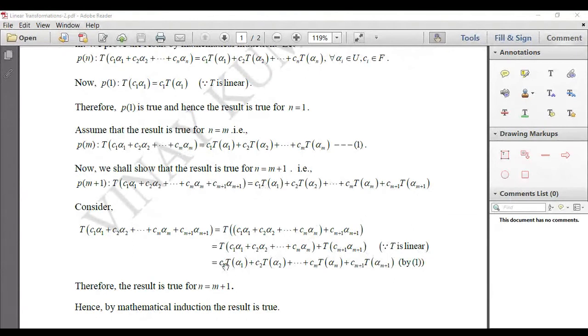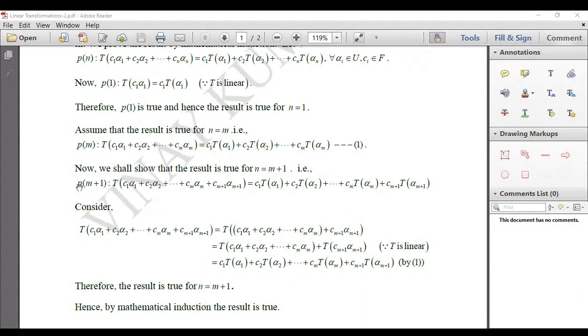Okay. Now see this. Your left-hand side is T of C1 alpha 1 to Cm plus 1 alpha m plus 1, and the right-hand side is C1 into T of alpha 1, etc. up to Cm plus 1 into T of alpha m plus 1. That is what this result says. So we have proved that the result is true for n equal to m plus 1. That means using P of m, we have proved P of m plus 1.